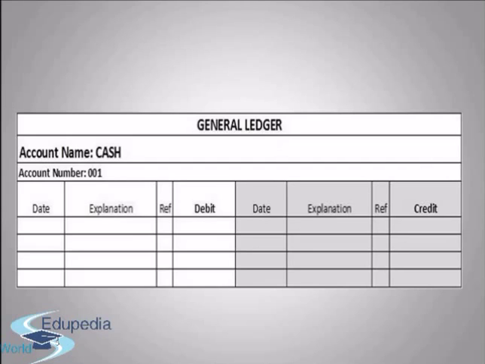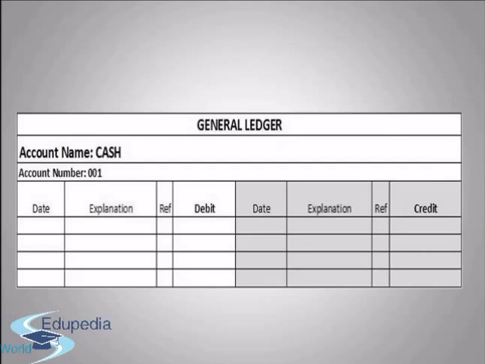Same way, the credit columns: the date, the explanation, that is the particulars of the account which is to be credited, the reference number, that is the page number of the journal on which this transaction was recorded, and the credit amount. So this is how the ledger looks like. This is only one account. All accounts are required to be prepared in this format only: the account name, the account number, and these columns.